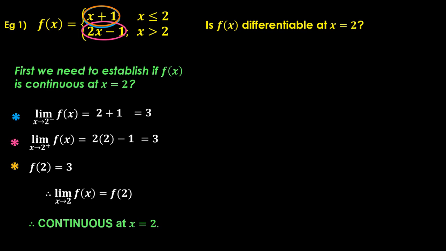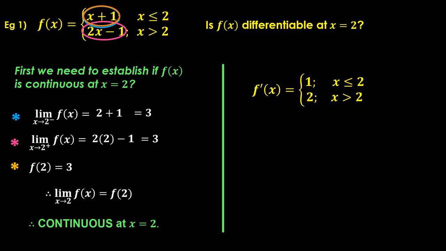So now that we've established that it's continuous, we can go on and see if it's differentiable. So the first thing we need to do is find the derivative of f of x. The derivative of x plus 1 is just 1, and the derivative of 2x minus 1 is 2. So the derivative of f of x is 1, where x is smaller than or equal to 2, and the derivative of f of x is 2, where x is greater than 2.